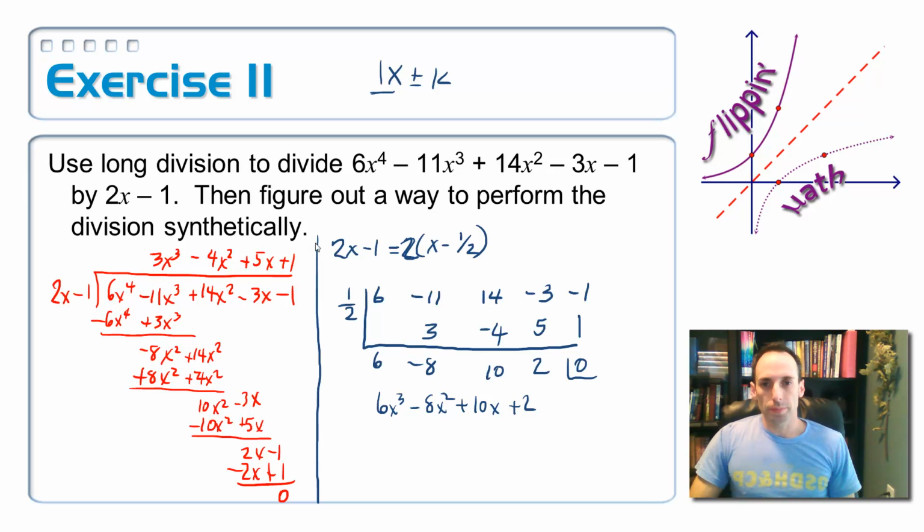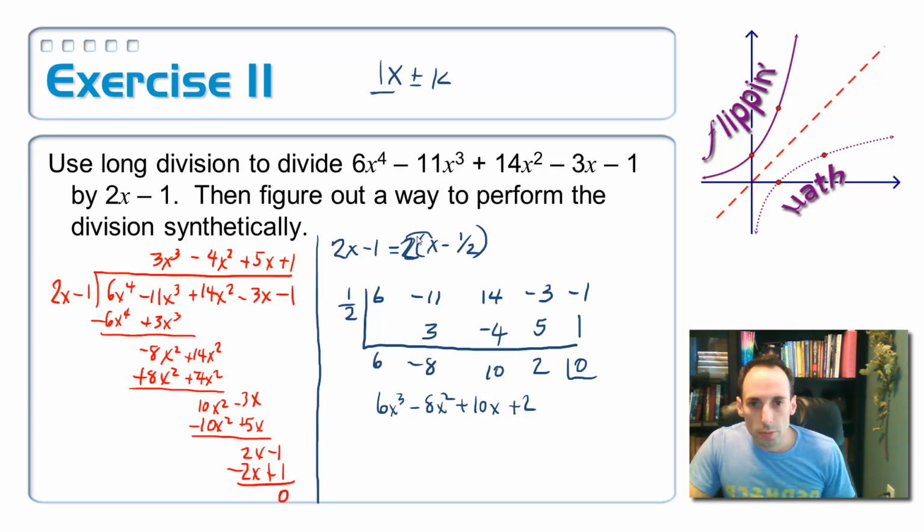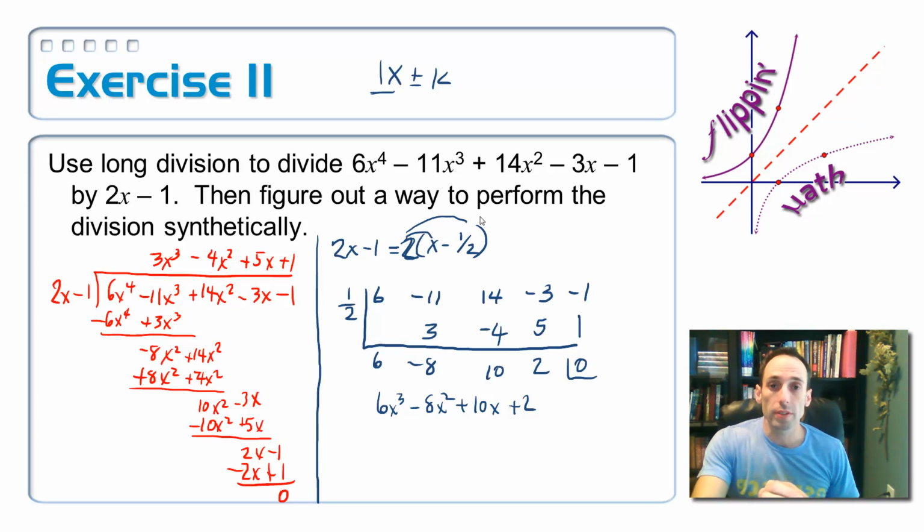Okay? And if I take the 2 out of it, I ask myself, whatever goes inside the parentheses, 2 times what gives me 2x? That's x. 2 times what gives me negative 1? That's negative a half. If I were to distribute this 2 back through the parentheses, I would get 2x minus 1. Well, the x minus a half, that is of the form x plus or minus k. I changed the sign of the 1/2 and I put a positive 1/2 out there. Okay, and then write down the coefficients, do the synthetic division.